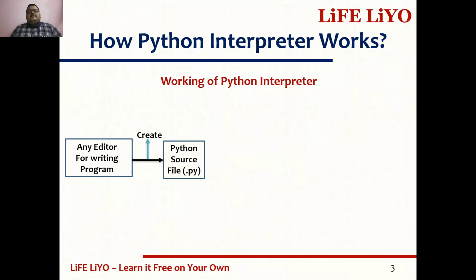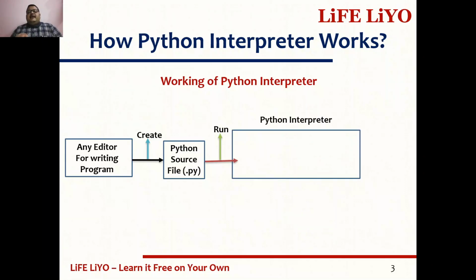Then after saving the file, what do we have to do? We have to run the program. Here we are not compiling, because Python is an interpreted language but not a compiled language. That means we will run the code directly. Whenever we click on run, what is going to happen? The code will reach the interpreter.